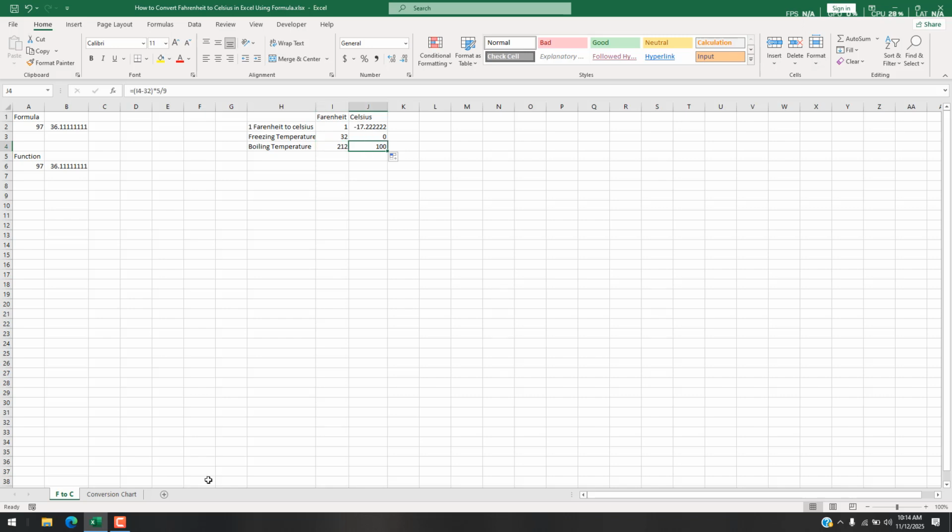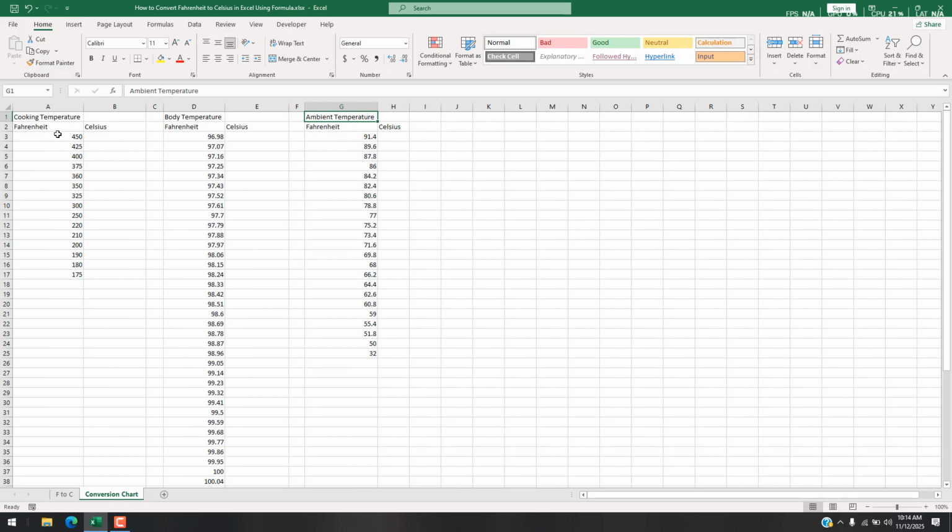So let's take a look at some examples. What if you want to convert some cooking temperatures like 450 degrees Fahrenheit, 425 degrees Fahrenheit, 400 degrees Fahrenheit to Celsius? For cooking temperatures, let's say I'm going to write the manual formula here. I'm going to write equal to, and then add open parenthesis. Select the cell where I have the Fahrenheit, deduct 32, multiply it by 5 and divide by 9. If I press enter, this is our Celsius.